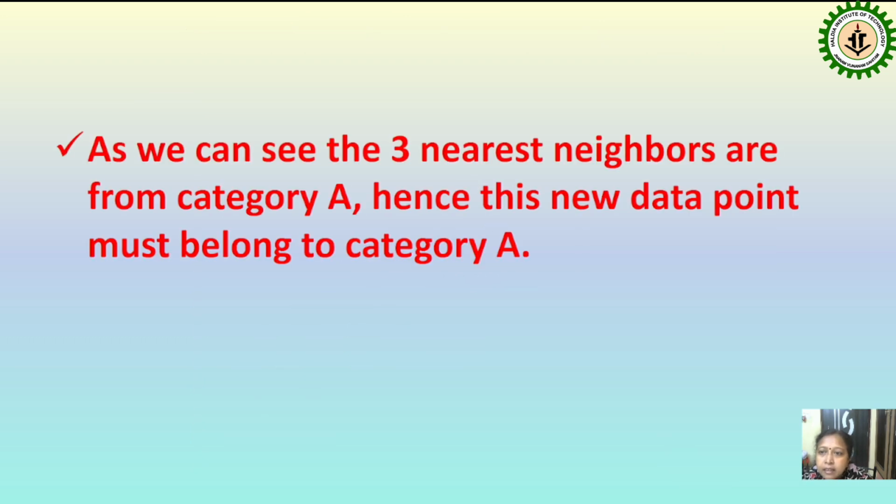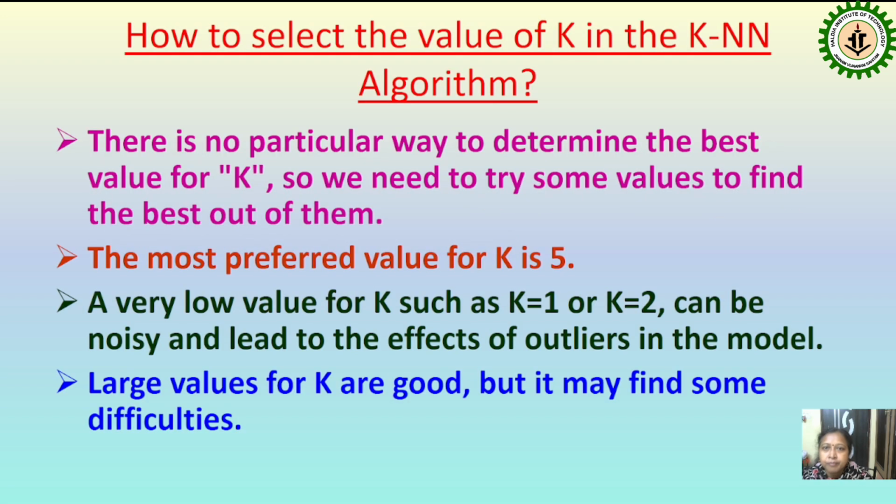As we can see, the 3 nearest neighbors are from category A, hence this new unknown data point must belong to category A. Now how to select the value of k in the kNN algorithm? Actually, there is no particular way to determine the best value for k. So we need to try some values to find the best out of them. The most preferred value for k is 5.